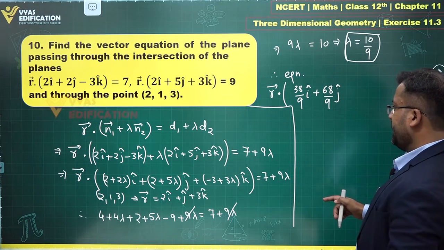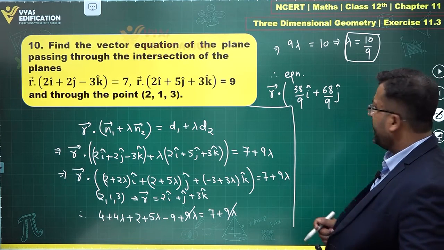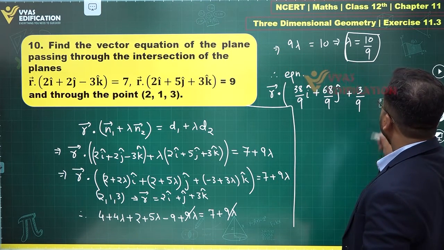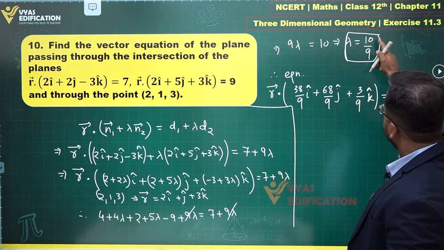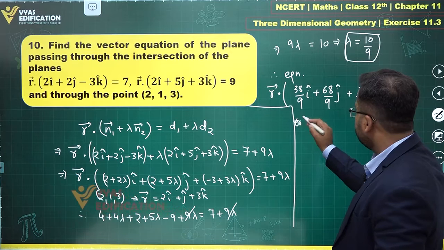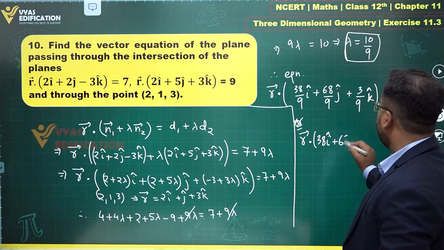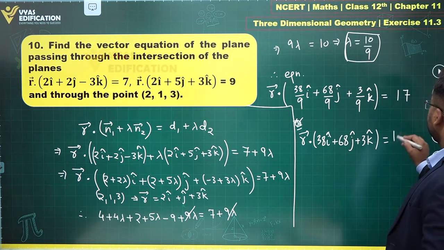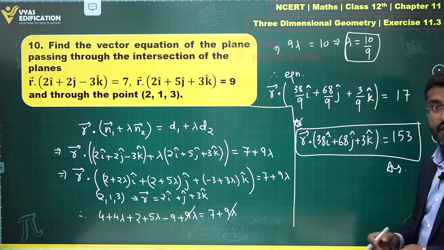Then you have minus 3 plus 3 lambda, or lambda minus 1 will come into picture. Lambda minus 1 is 1 by 9 into 3 is 1 by 3, or 3 by 9 for that matter, right? This is 3 by 9 k cap is equal to 7 plus 9 lambda, which is 7 plus 10, 17. This is what you obtain. Or I can write it as, this is the answer, or you can write it as r vector dot 38 i cap plus 68 j cap plus 3 k cap is equal to 17 times 9, which is 153. This or this will be my final answer over here in this particular question.